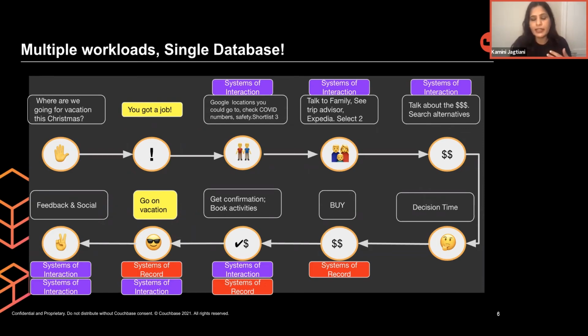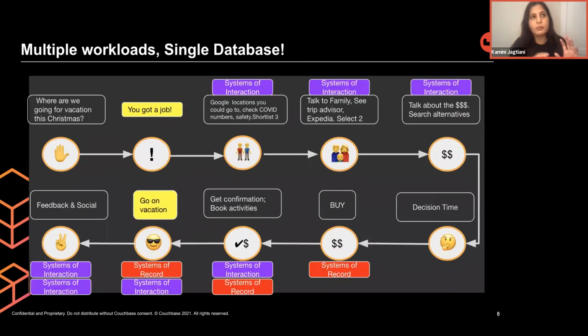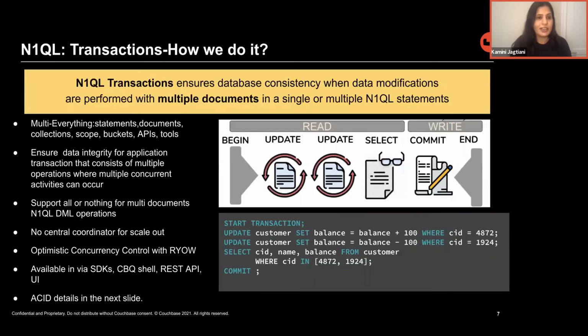Which is why I said in the previous slide that we are designed for modern scale-out systems. Typically, we have seen with customers that it takes about thousands of interactions to get to one transaction. Now, with Couchbase able to handle both the loads, you could use Couchbase both for system of interaction and system of records. And that's about the workload. That's as far as marketing for N1QL transactions goes. So now let's talk about a little bit of detail as to how we do it.